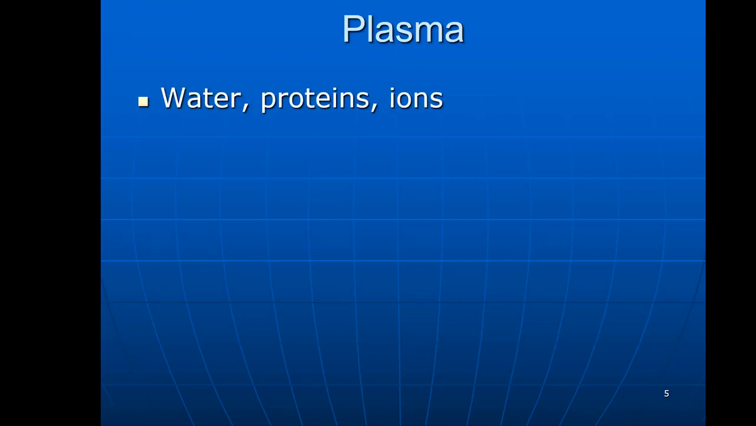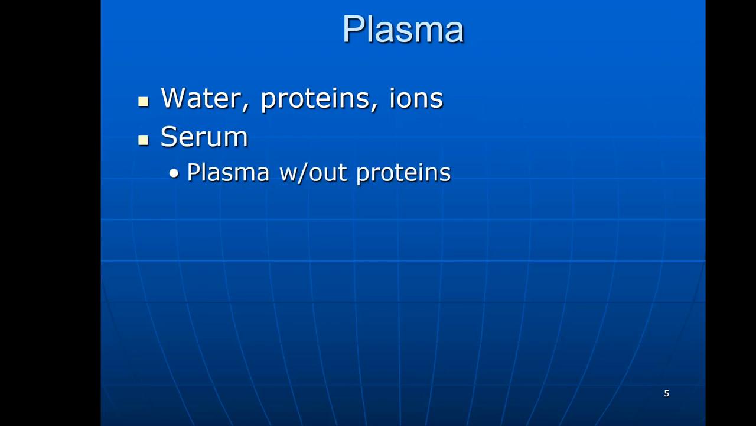So starting with the plasma, if we look at it in detail, there's not a whole lot to say other than it's mostly water. It has some proteins and ions in it like sodium, potassium, and may have glucose and fats in it like we said. A term, if you were to take all the proteins out of plasma, they call it serum.